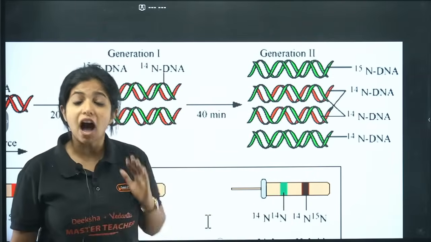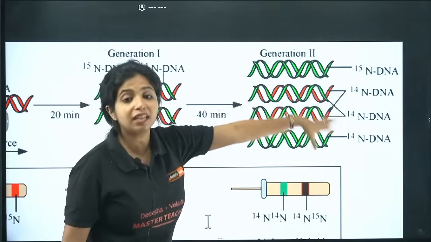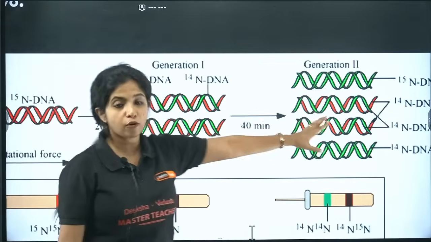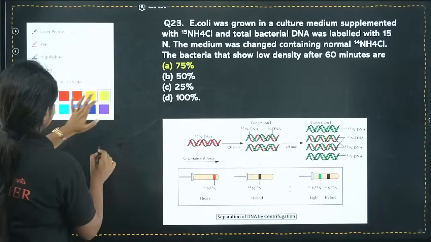So the question is after 60 minutes. After 60 minutes means 20 minutes more. After 20 minutes more, what do you do? If this was 2, it became 4, it will become what? 8. 4 will become 8, right? Yes, ma'am, it will become 8.